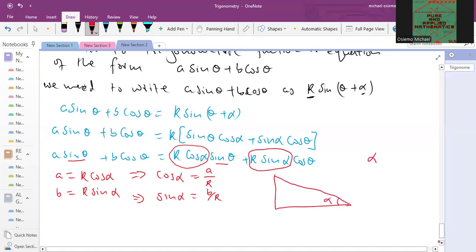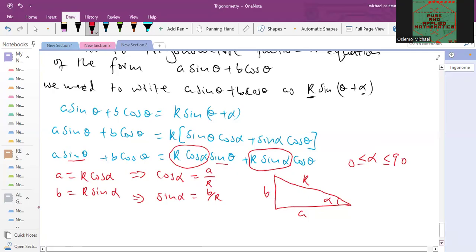And this alpha, by the way, ranges from 0 to 90 degrees. You can see where it is. So cos alpha is equal to adjacent over hypotenuse. So this adjacent is going to be a over the hypotenuse, which is what? R. Sin alpha is going to be opposite over hypotenuse, so it will be equal to b over r.